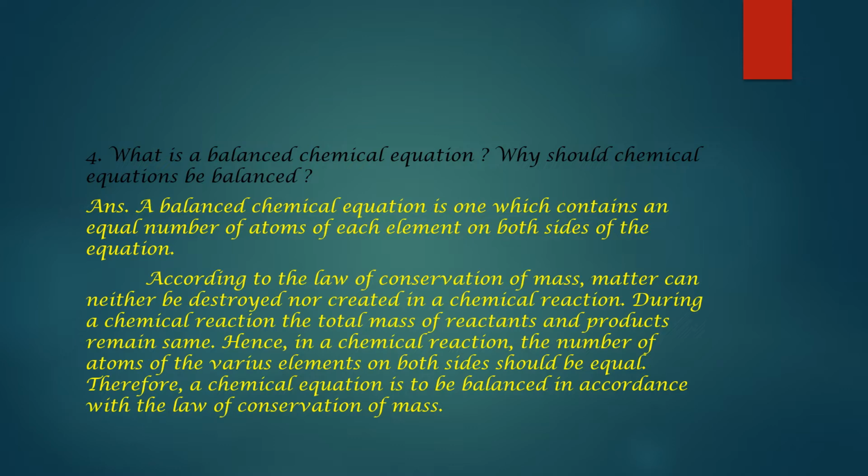of the equation. According to the law of conservation of mass, matter can neither be destroyed nor created in a chemical reaction. During a chemical reaction, the total mass of reactants and products remains the same. Hence, in a chemical reaction, the number of atoms of the various elements on both sides should be equal. Therefore, a chemical equation is to be balanced in accordance with the law of conservation of mass.